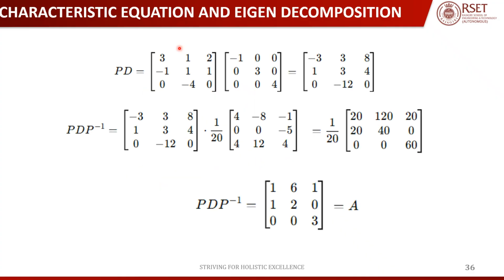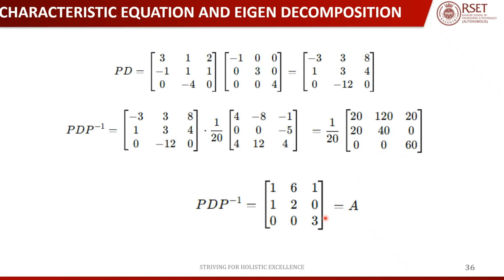Now we'll try to find PDP inverse. To find PDP inverse, you first find PD, and by matrix multiplication you have this matrix, and then PDP inverse is this matrix multiplied with P inverse, which is 1 by 20 into this particular matrix. You can take 1 by 20 outside, and just by matrix multiplication you will get this particular matrix, and then taking 20 inside, you will have the first entry to be 1, the second one to be 6, and this is 1. Here it would be 1, here it would be 2, here 0, 0, 0 and 3.